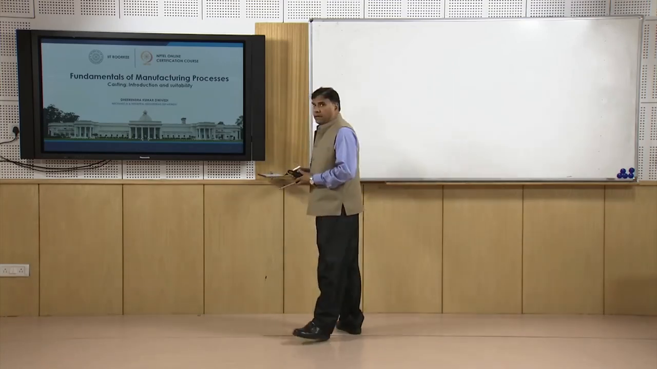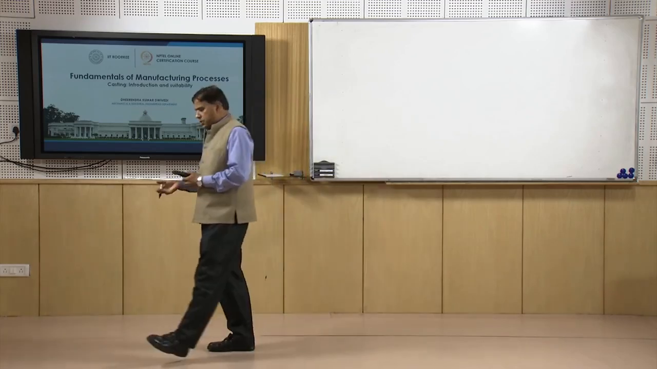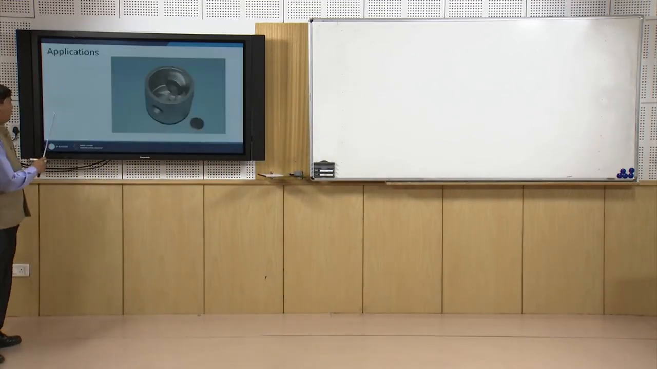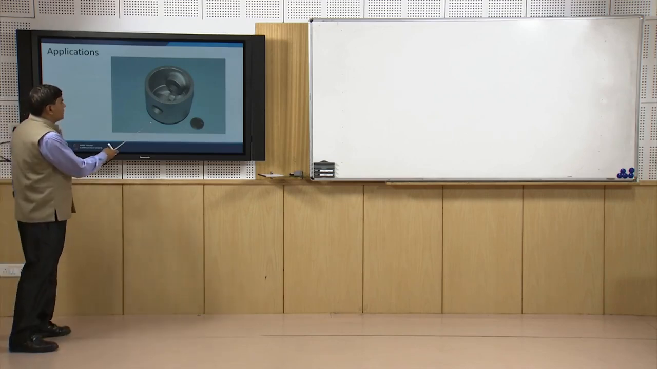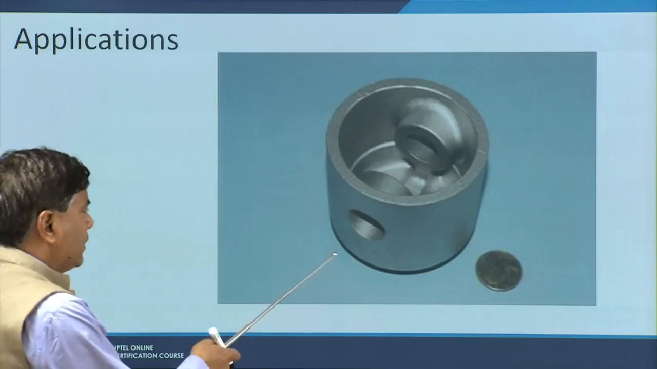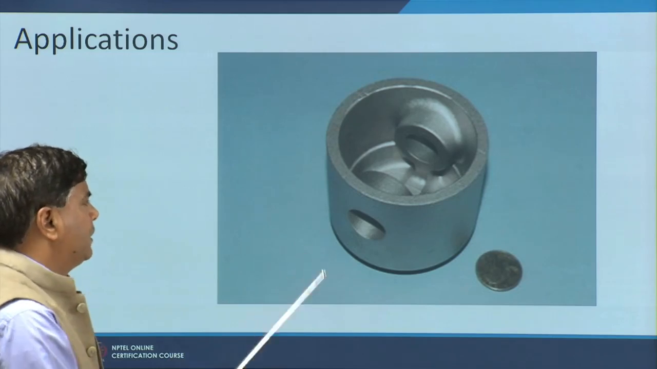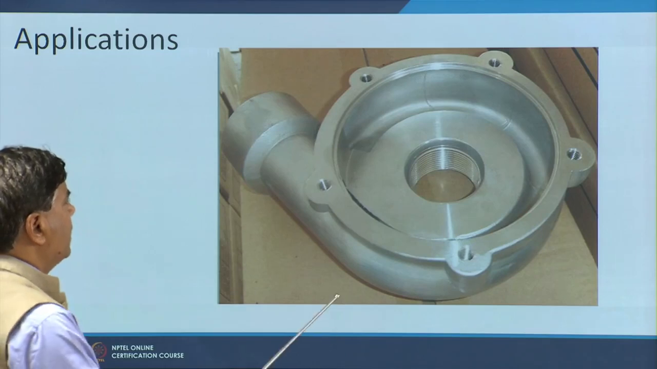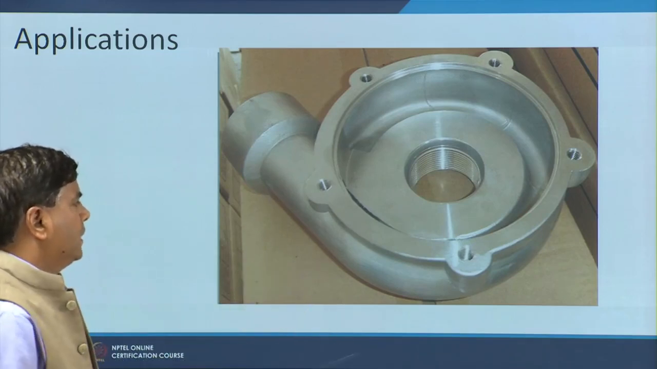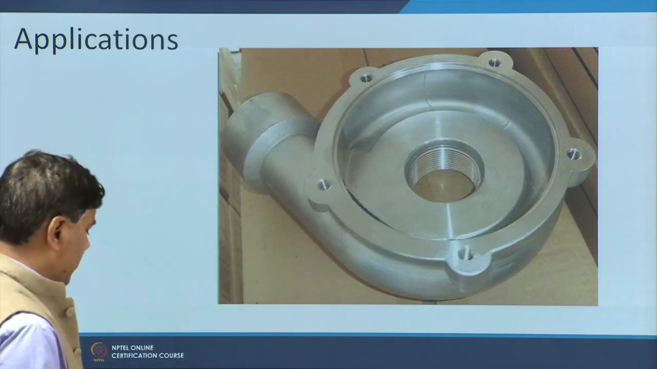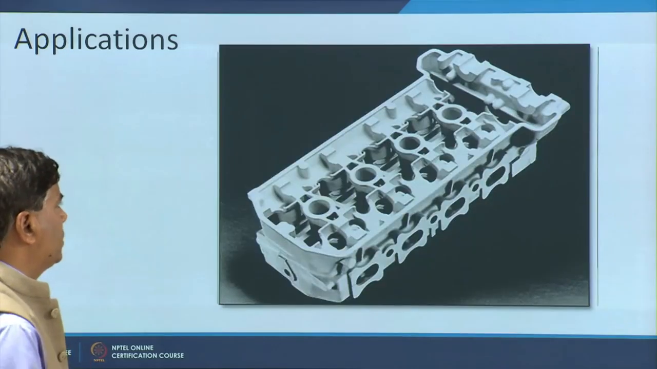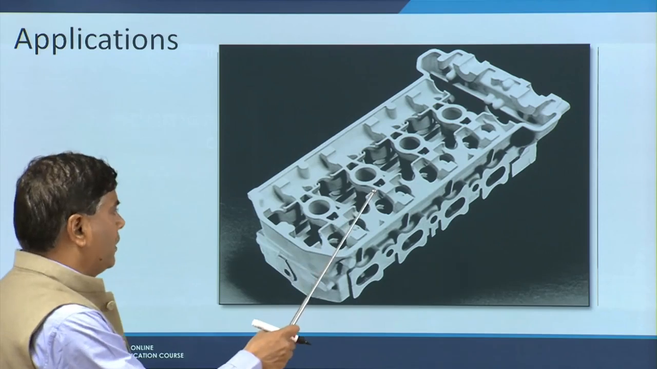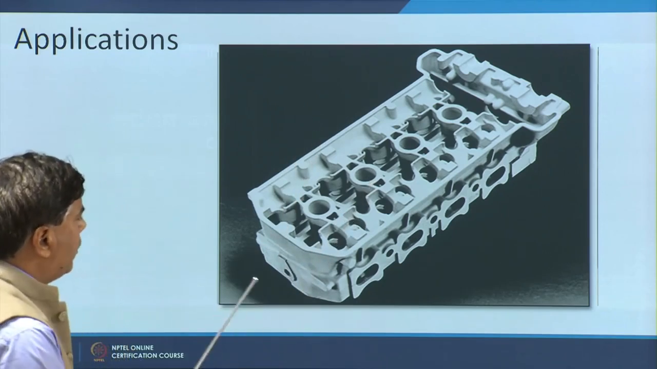Now, I will quickly go through the typical applications using photographs related to castings. Like applications of castings, a simple piston, a comparatively simpler shape for which casting is used. This is of aluminum. This is a typical pump casing which can be made. This is somewhat complex in terms of geometry, and a further complex geometry is the engine block.